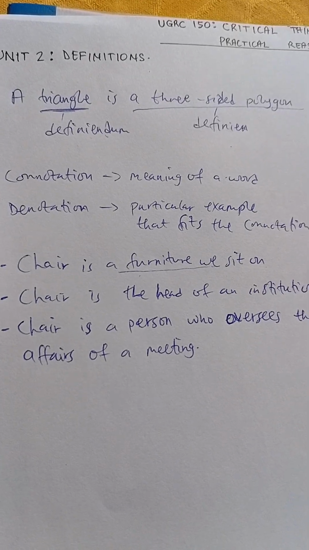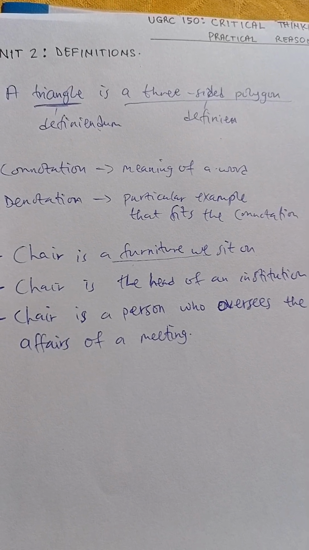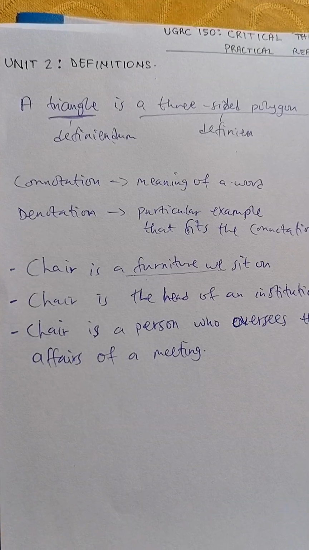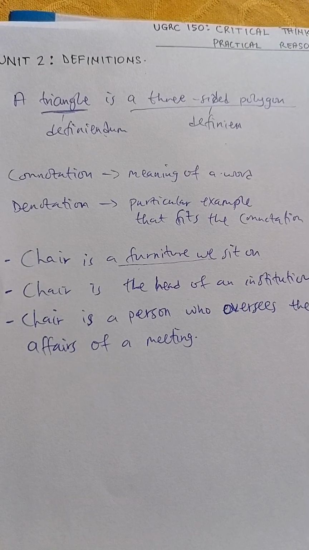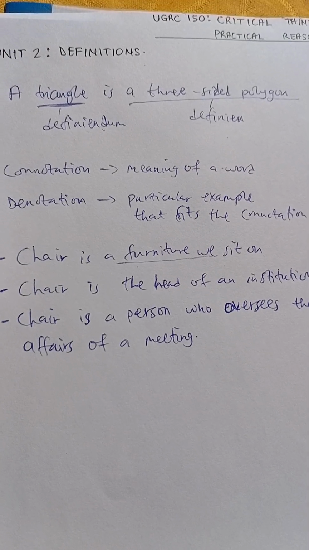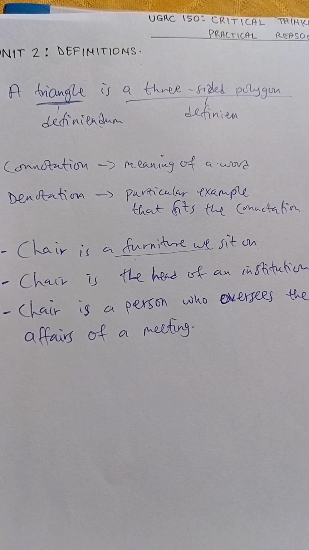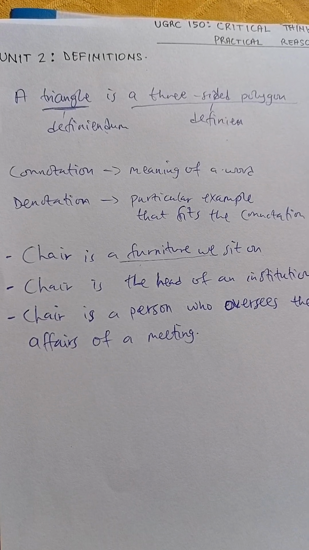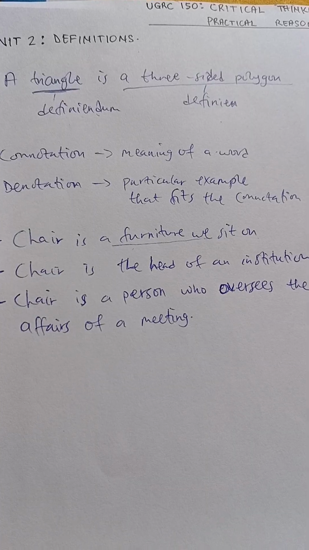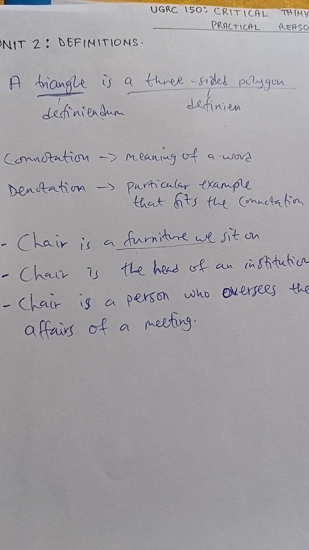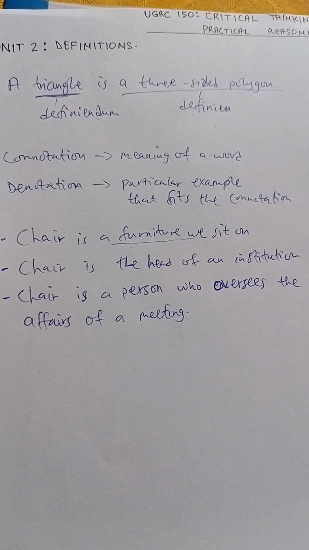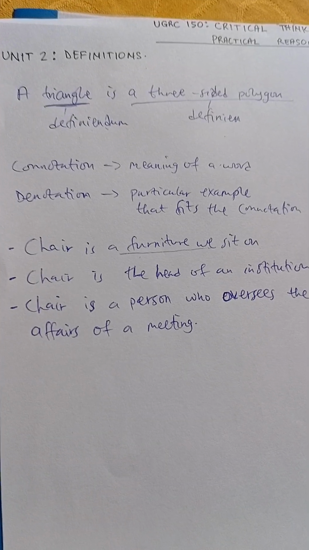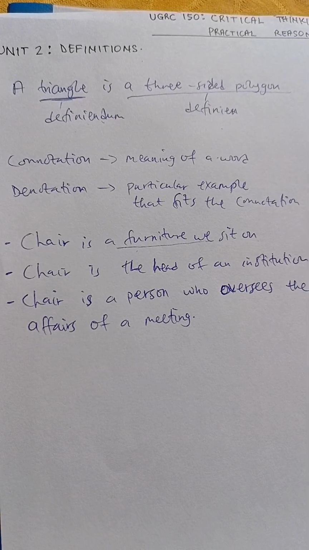Also, a definition has two aspects: connotation and denotation. So connotation has to do with what? The meaning of a word, the features associated with a word. That is the connotation. So connotation is going to describe and explain. Now denotation is what? The particular example that fits the connotation.